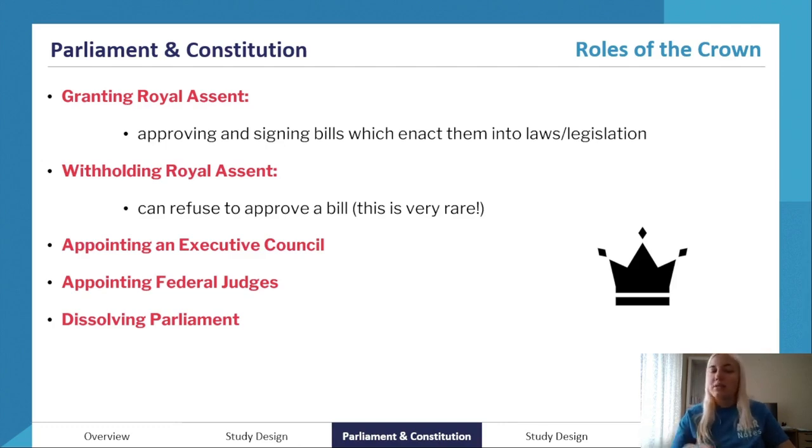Why does the Crown do this? Well, technically, this helps to ensure that there is no overlap.